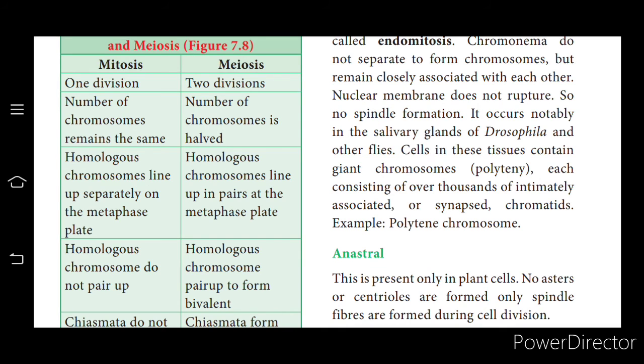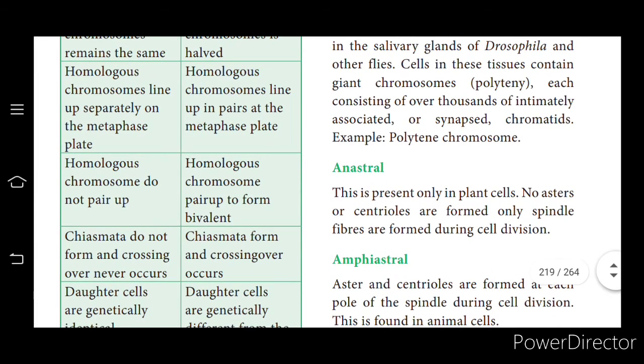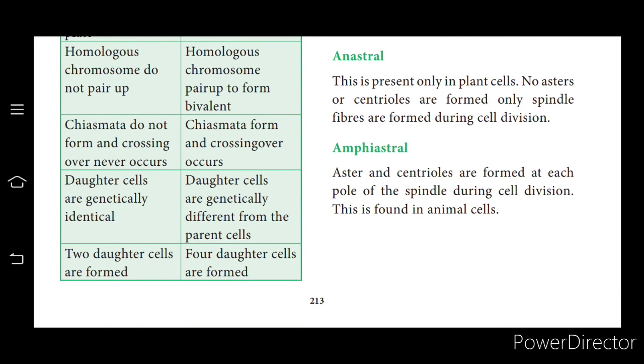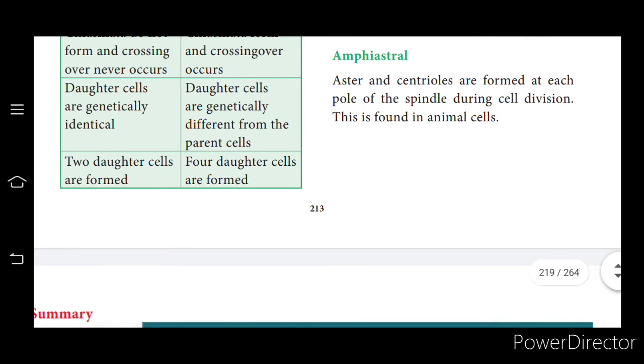It occurs notably in the salivary glands of Drosophila, because they require more enzymes to be produced, so there is more uncoiled portion and more enzymes will be produced. They are called polytene chromosomes. It is a special type of chromosome. Anastral is present only in the plant cell. No aster or centriole is formed during spindle fiber formation in this cell division. Amphiastral: aster and centriole are formed at each pole of the spindle during this cell division. It is found in the case of animal cells.